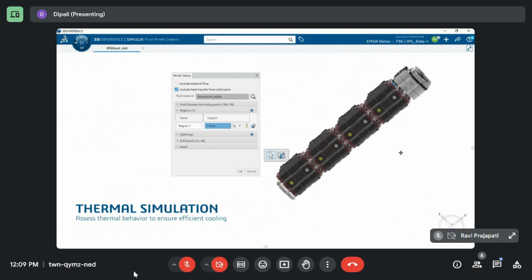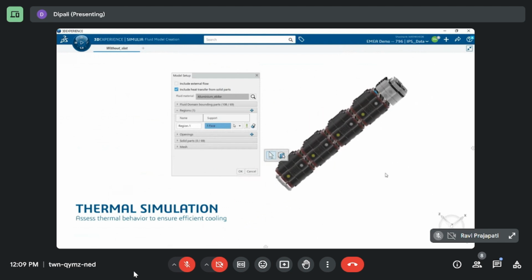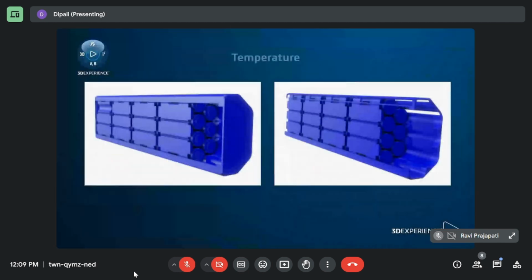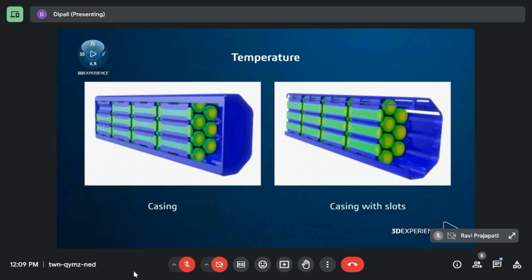Then, they updated the casing design with open slots and the thermal simulation can be done in one app, with fluid model creation done concurrently with minimal engineer effort. In the end, the maximum cell and casing temperatures between both designs were not very different.